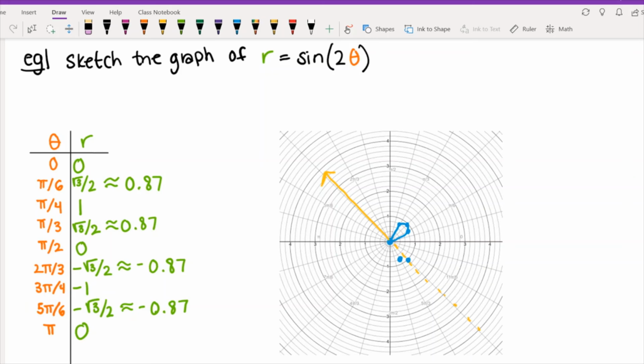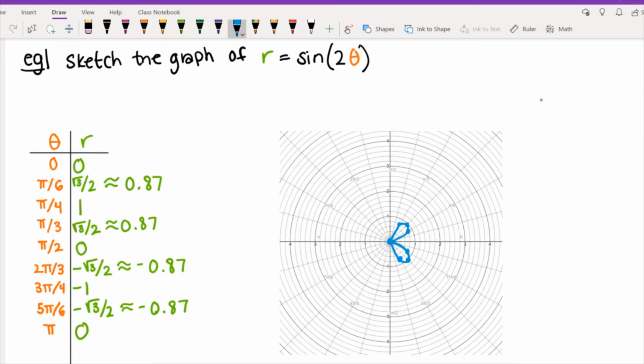And then our next point has 5 pi over 6 as the angle. So that's here. So 5 pi over 6 is like this. But we want to go in the negative direction. So we're going to be going along this line. And again, we have an R value of about negative 0.87. So that's going to put our point somewhere here. And so if you think of how we've been traveling, we're making this other petal of this shape. So we came now like this. And I just made that a little bit bigger than it should be. Let me just try to fix that.